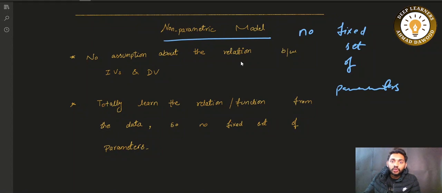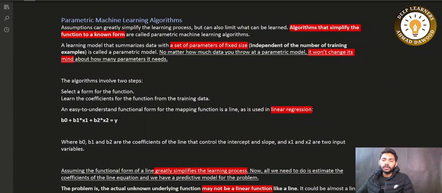So this is the underlying difference, and you can also differentiate your parametric and non-parametric models on the basis of the set of parameters. Parametric models have a fixed set of parameters, while on the other hand, non-parametric models have no fixed set of parameters. So till now you have got an idea of the difference between parametric models and non-parametric models.